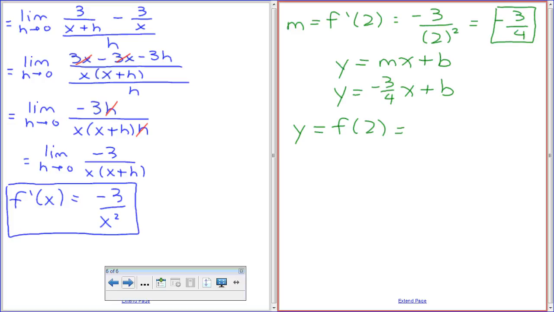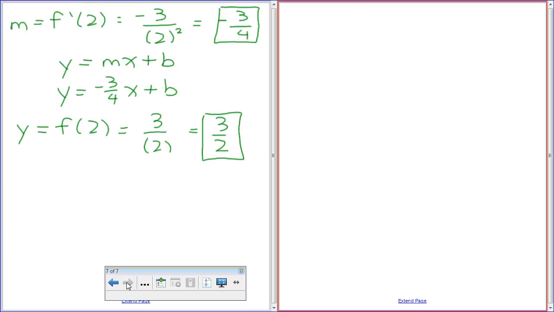So the original equation was what, 3 over x? Right, was that correct? 3 over x? So 3 over 2. Okay, therefore, going to the next page. My m was equal to negative 3/4.